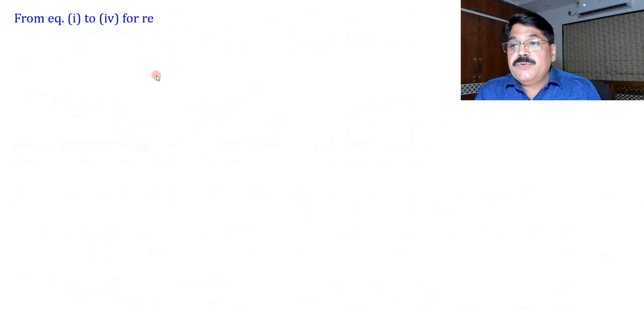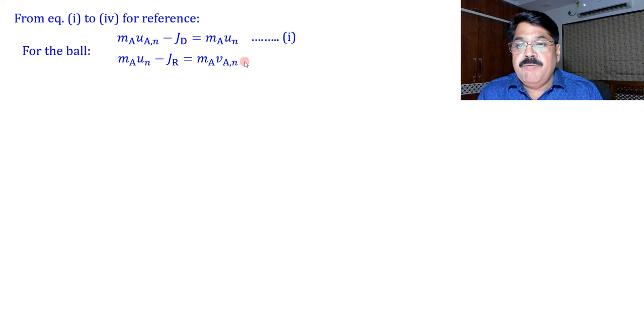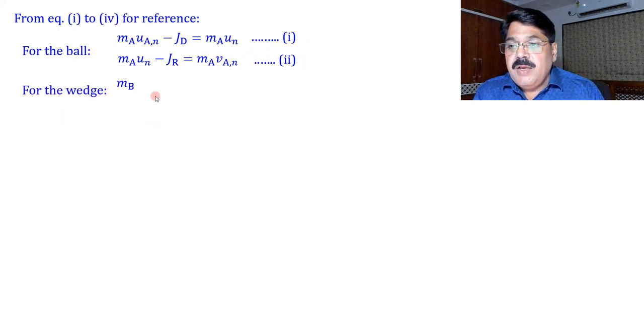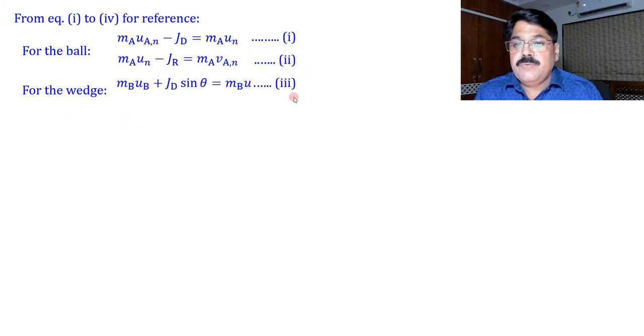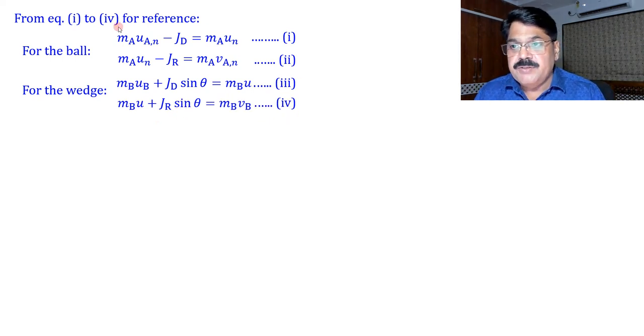From equation 1 to equation 4, for reference, we write here for the ball, MAUN minus JD is equal to MAUN. Equation first, MAUN minus JR is equal to MAVN. Equation second, for the wedge, MBUB plus JD sin theta is equal to MBU. Equation third, MBU plus JR sin theta is equal to MBVB. Equation fourth. So these equations we have written just for reference. We have deduced them previously.